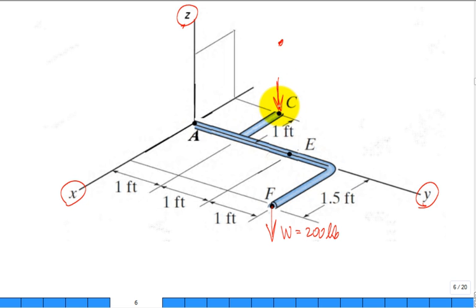So this one we said was in compression. And some of you went ahead and put it like this. So I have a force at C pulling up. But if I did that, think about along the y-axis, wouldn't this thing want to rotate? There would be nothing to stop it from rotating. So it's going to be a force down at C, just like down at W.